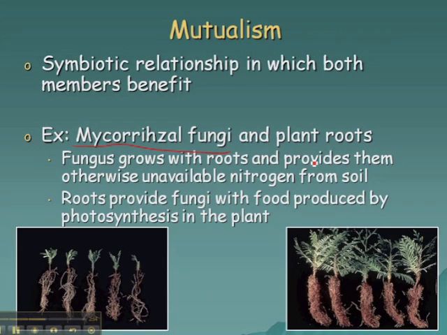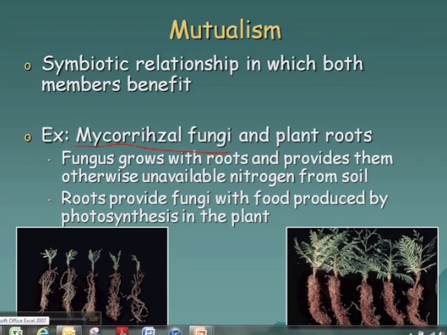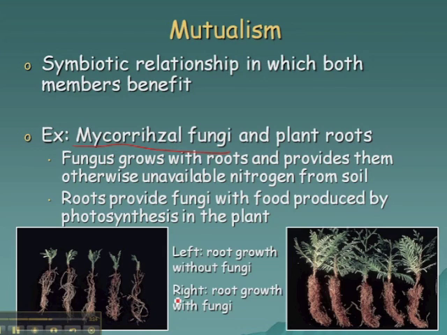Food produced by the photosynthesis in the plant. Okay, so the roots give the fungus food that it produces in its leaves. And as you can see in this picture here, this area on the left has no mycorrhizae, and this one on the right does. And you can see how much bigger the roots are and how the plant is going to benefit from that.